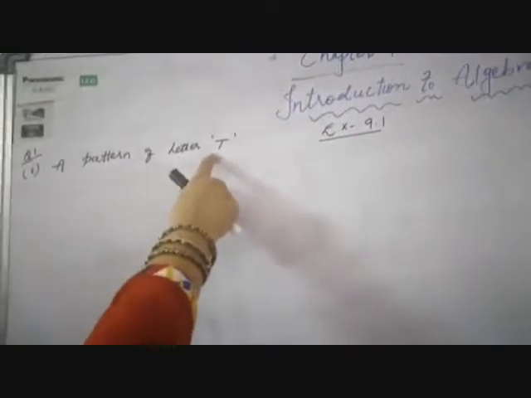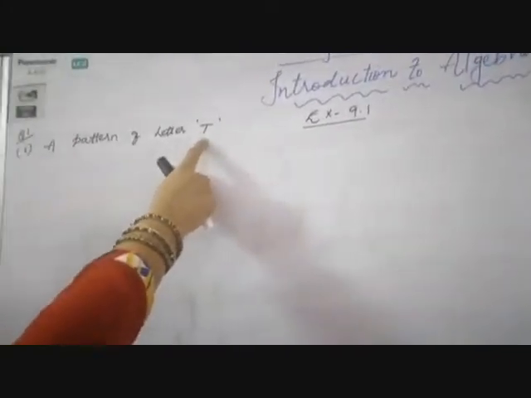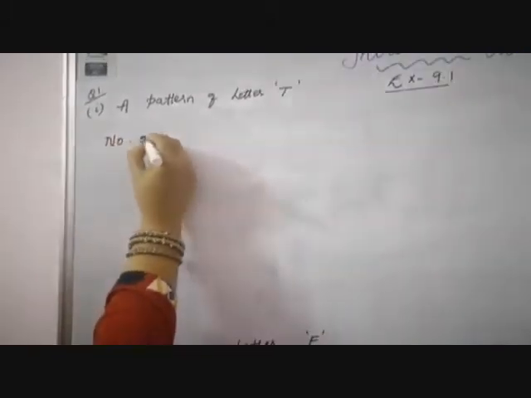Now we are going to do exercise 9.1. First question, children. Find the rule which gives the number of matchsticks required to make the following matchstick pattern. Find the rule. He is asking you about a pattern of the letter T. For making T, how many matchsticks do we require? Find the rule. See, number of how many T's? Number of T.